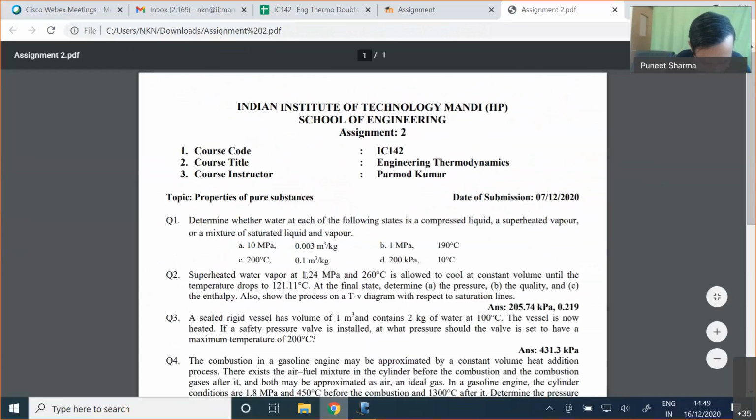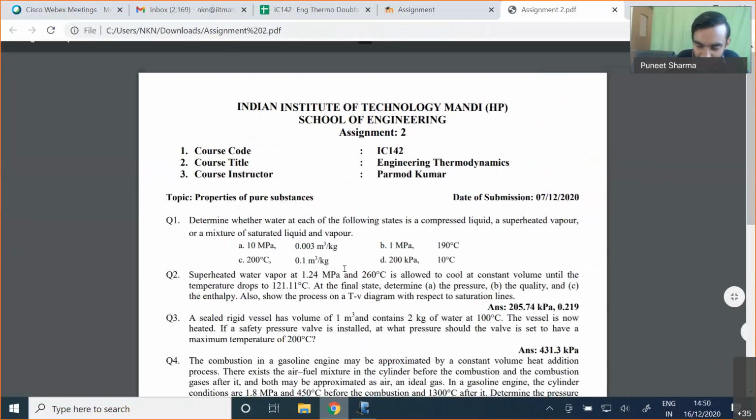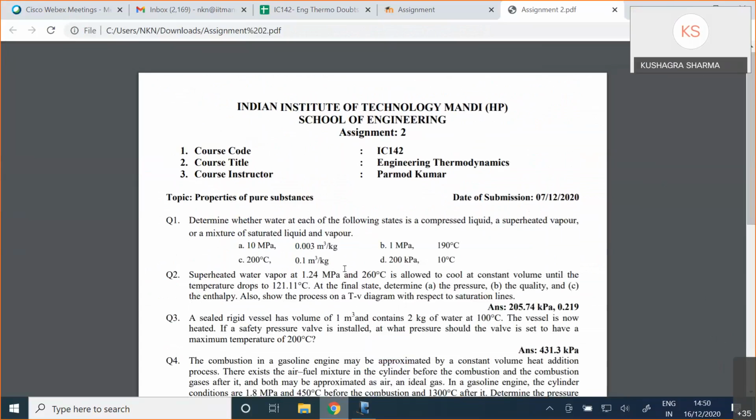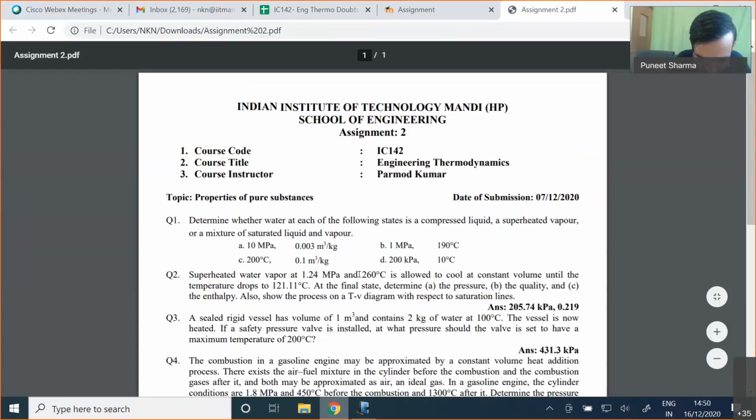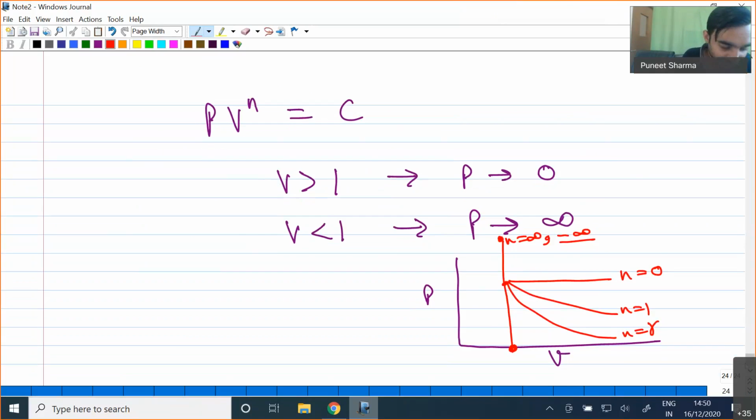Please mute your microphone. Superheated water vapor at 1.24 megapascals and 260 degrees Celsius is allowed to cool at constant volume until the temperature drops to 121 degrees Celsius. At the final state, determine pressure, quality, and enthalpy. Also show the process on a TV diagram. So what I'll be doing is only representing the process on the TV diagram. Probably after that, you will be able to solve it. Okay.